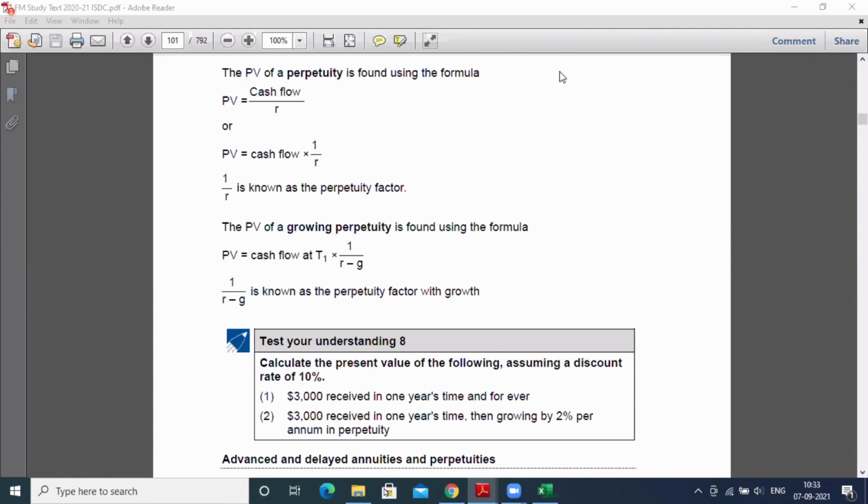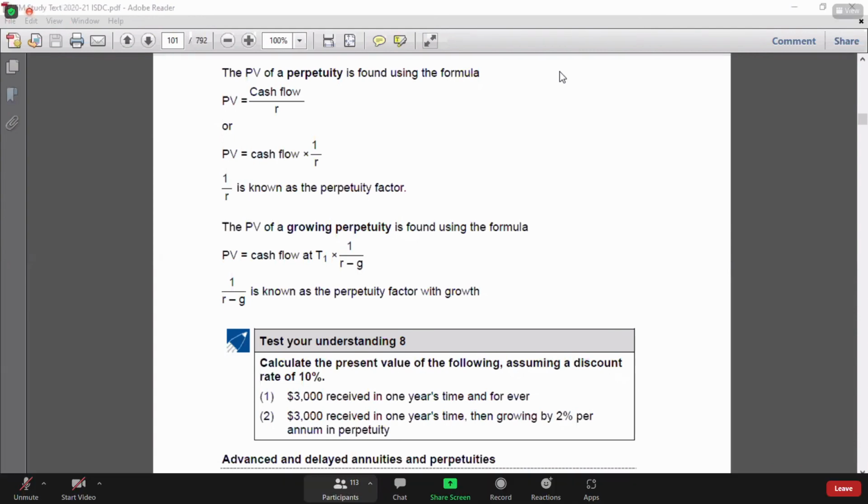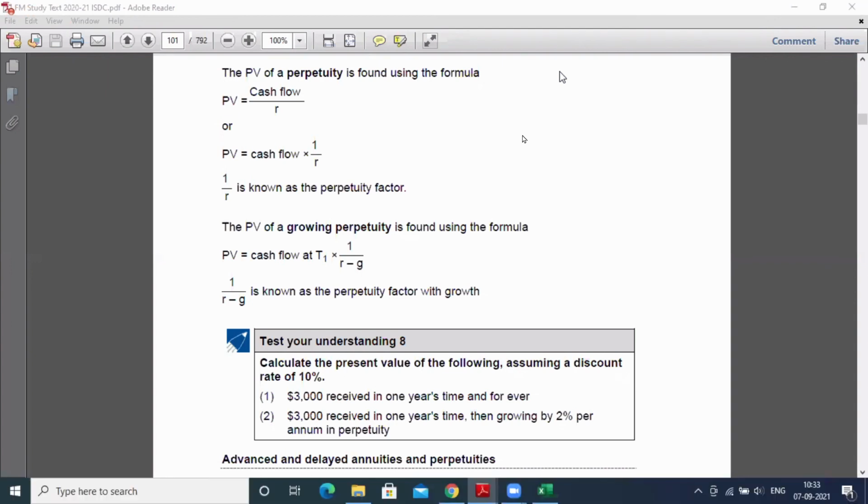Why are we calculating the discount factor here? The reason for calculating it is to convert a future value into present value, because the main objective of discounted investment appraisal techniques is that we consider the time value of money.